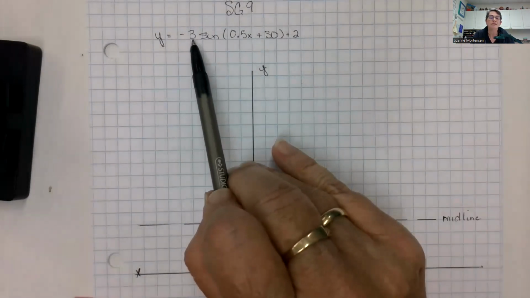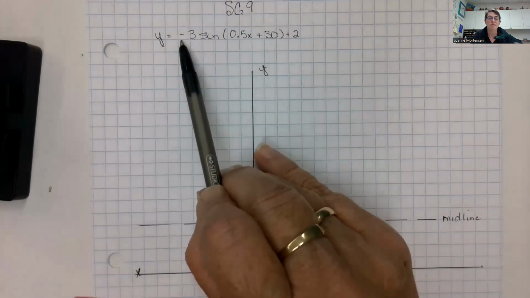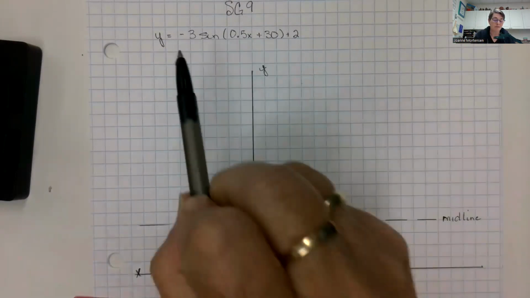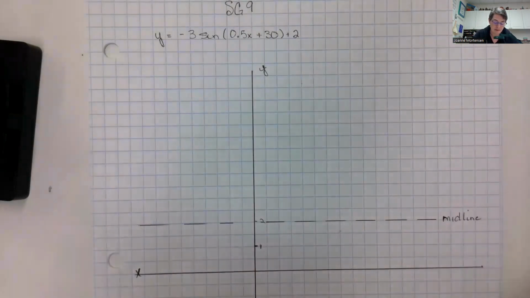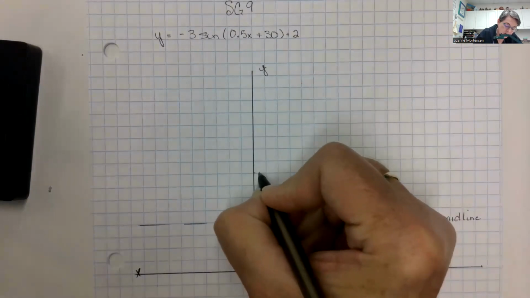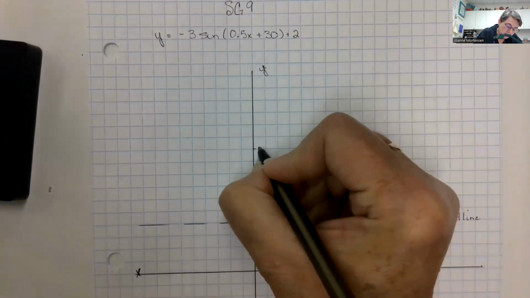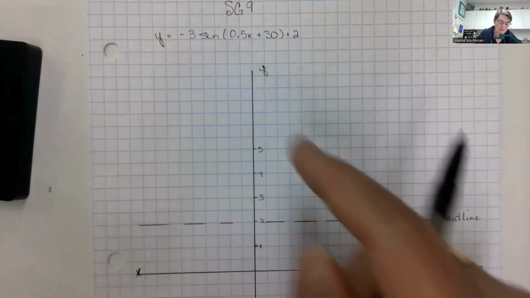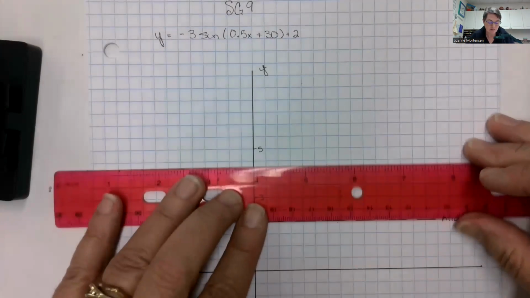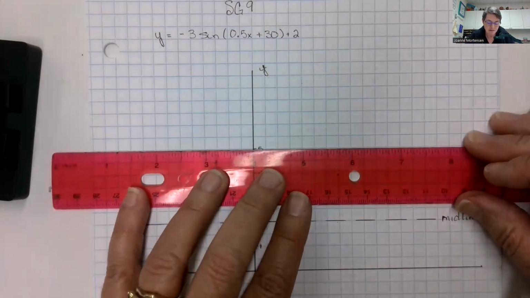This is my amplitude. This negative tells me that my curve's going to go down first and then up. But really, for my amplitude, I care about the 3. So I know it's going to be up 3 and down 3 from there. So 3, 4, 5. Remember that 3 means not at 3, but going up 3. So there's 1, 2, 3. There's going to be my max.